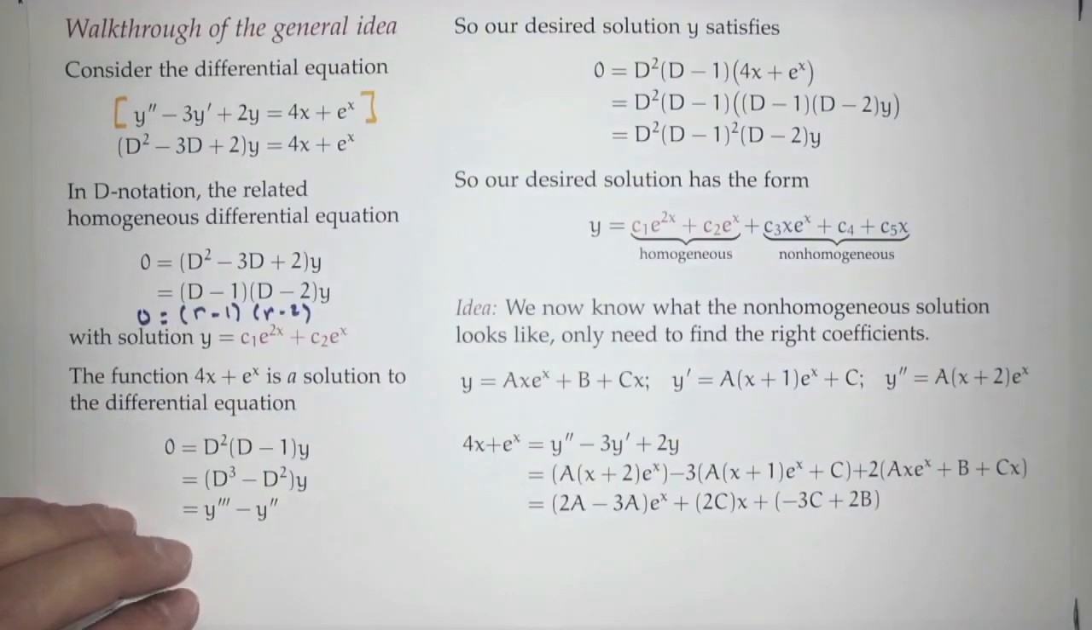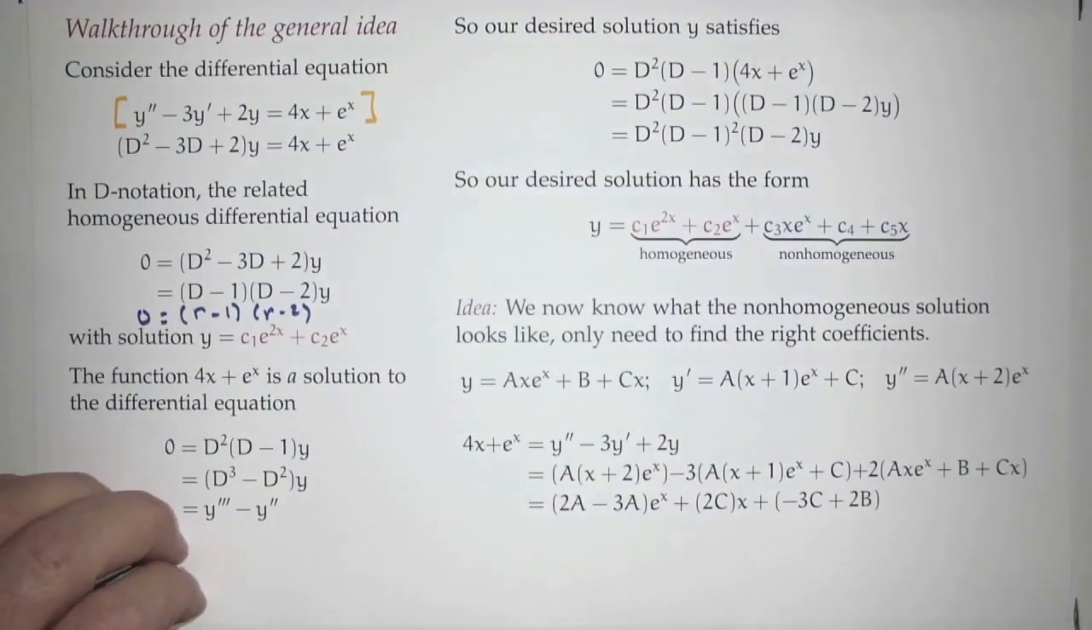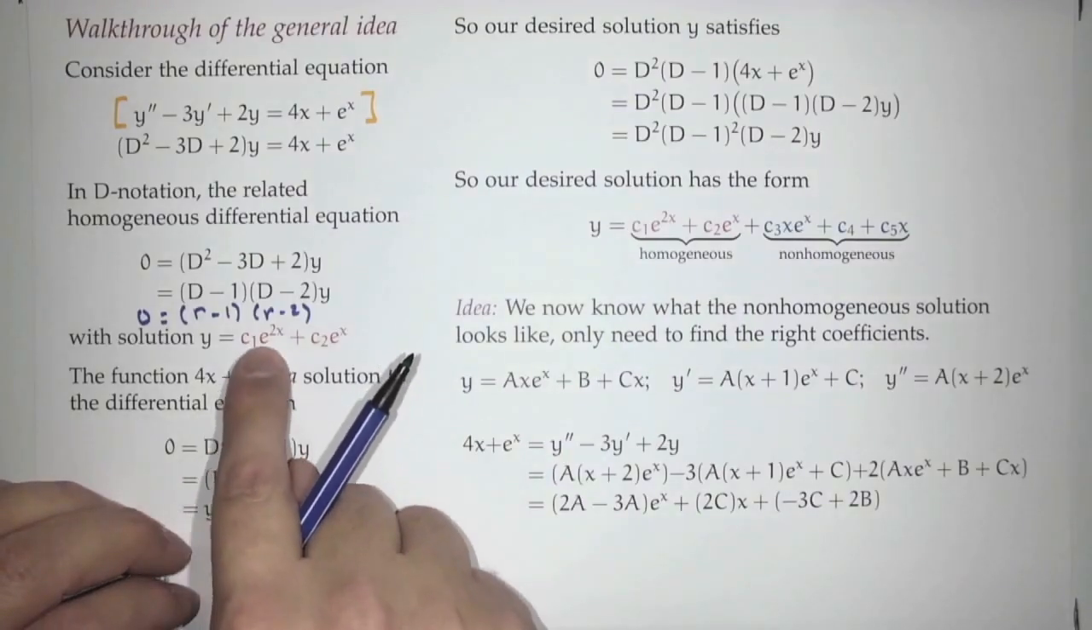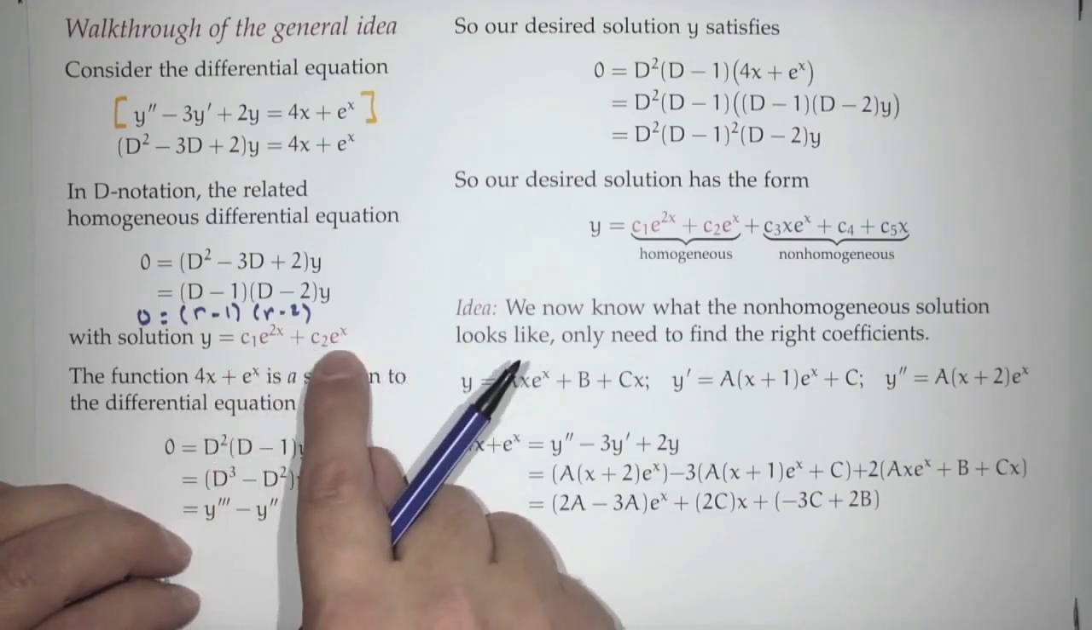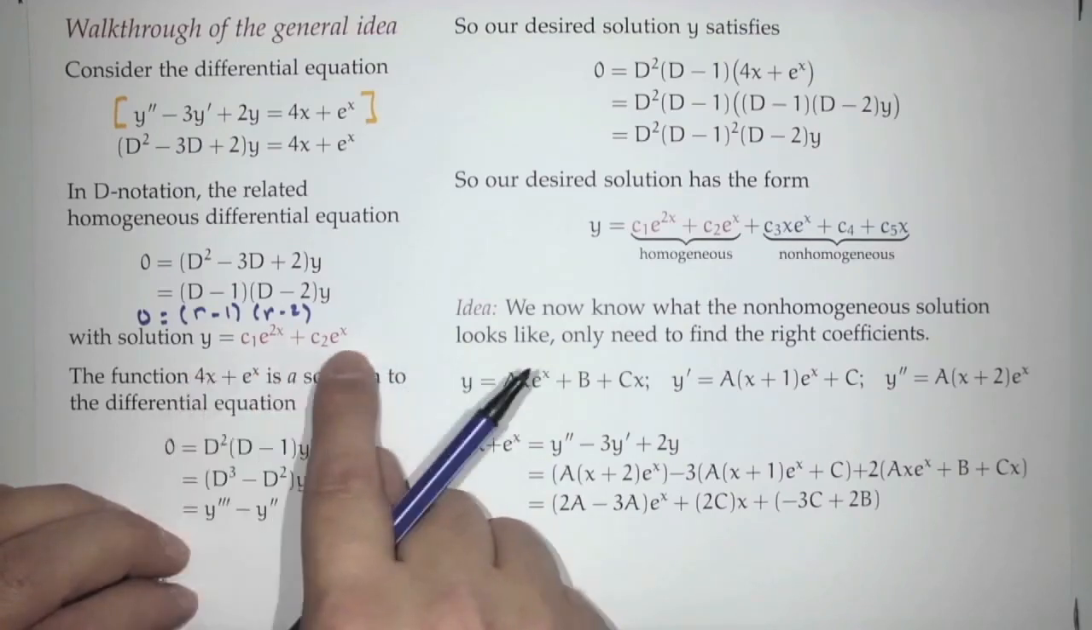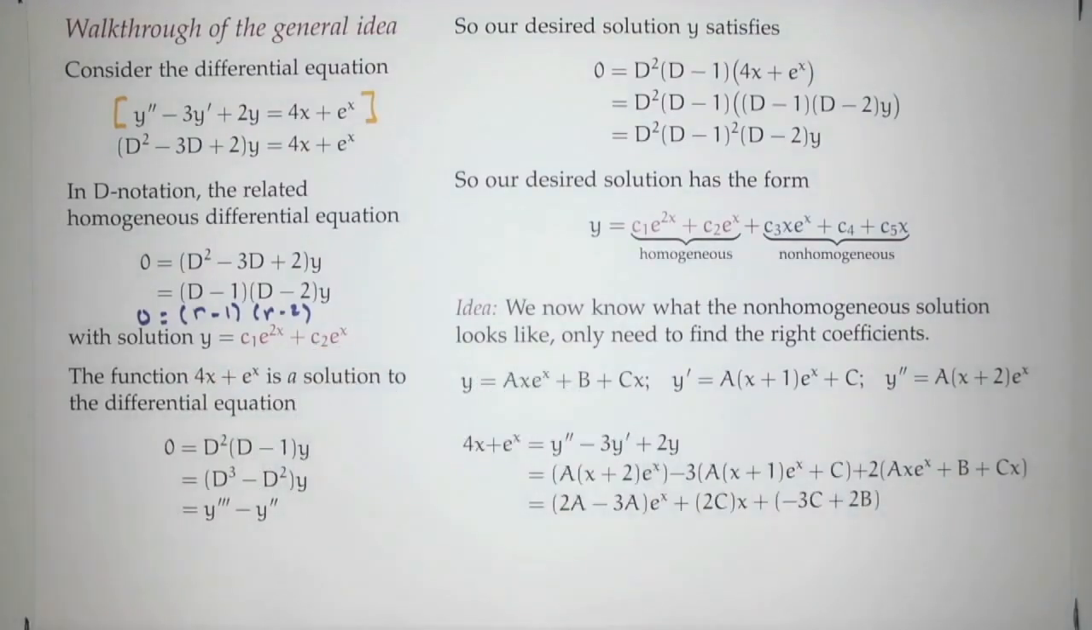So what are the roots? 1 and 2. So our solution is some constant e to the 2x, that's the R equals 2, plus some constant e to the x, that's the R equals 1. So here's our homogeneous solution. Okay, no surprise, no surprise.